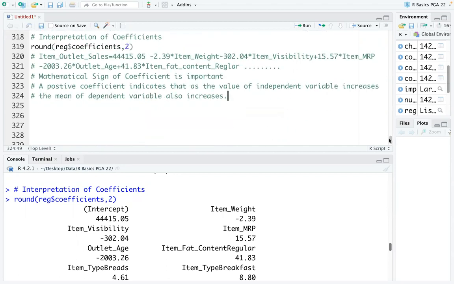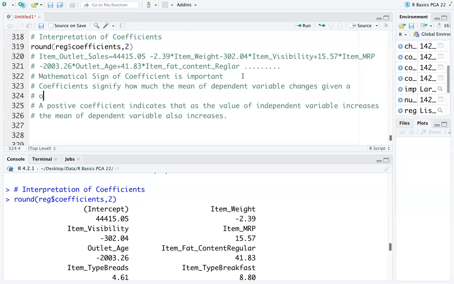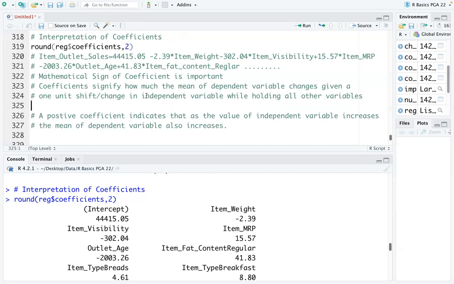So the mathematical sign is very important, because if you are looking at the coefficients, a coefficient signifies how much the mean of the dependent variable changes given a 1 unit shift or change in the independent variable, while holding all other variables constant.